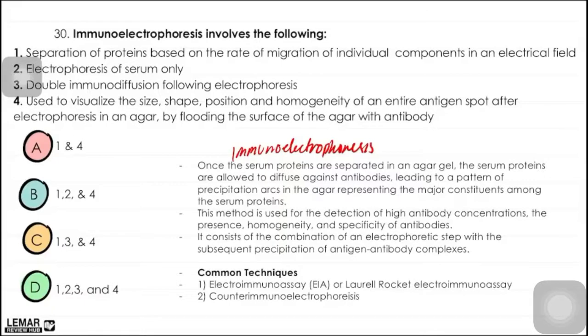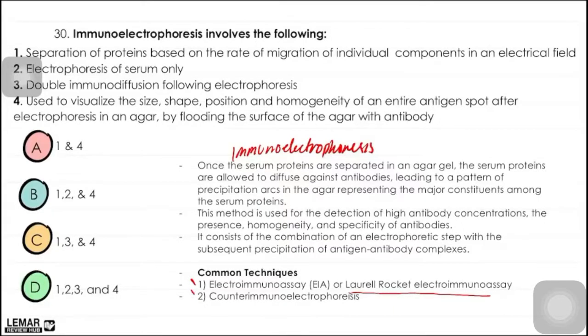So we have common techniques. Marami siyang techniques, but let's focus on these two. We have your electroimmunoassay, for example your Laurell rocket electroimmunoassay, the Laurell rocket technique. This involves antigen proteins which are transported electrophoretically through a gel slab. This gel contains the antibodies at a certain pH level at which the antibodies remain essentially immobile, or hindi sila gumagalaw.